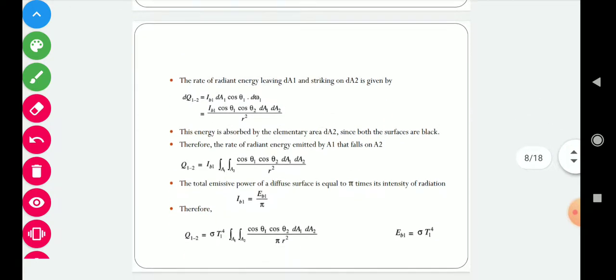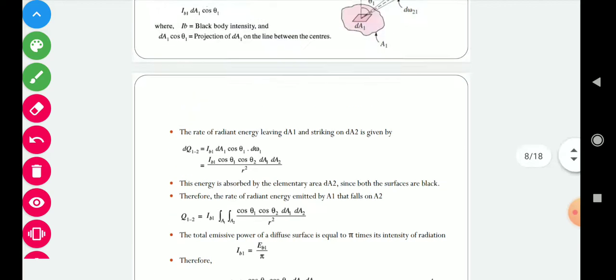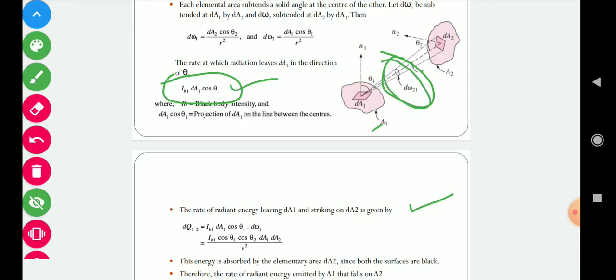Now the rate of radiation energy leaving dA1 and striking dA2. This is the rate at which radiation leaves dA1 in the direction of theta 1, and this one is the solid angle. If we multiply it by the solid angle, it will give the rate of radiation energy leaving dA1 and striking dA2. This is the total amount of energy leaving in the direction of theta 1, but we are only interested in this solid angle d omega 1, because only that energy will strike area dA2.